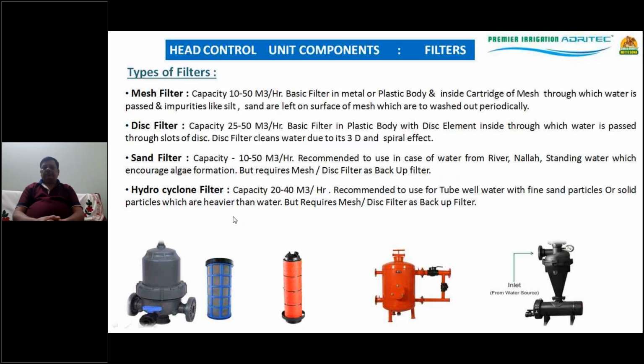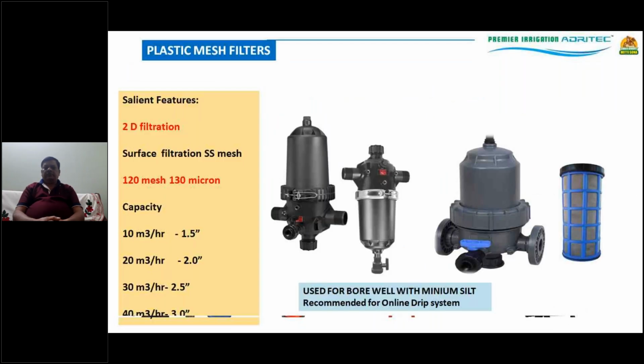Now let us get into the detail of this. The mesh filter is the most basic filter, and this is basically a 2-dimensional filter. So what is there inside? You have a plastic cartridge, and the water is getting filtered. Water enters, gets filtered on the surface. This is actually a PVC or an engineering plastic cartridge on which you have a stainless steel mesh. So this is very simple to clean. All you need to do is rinse out this particular mesh in a bucket of water, and it is available in various capacities starting from a 10 meter cube.